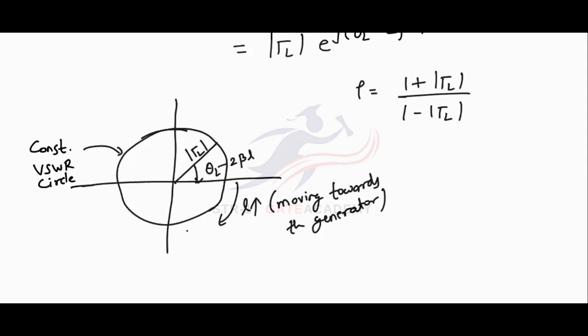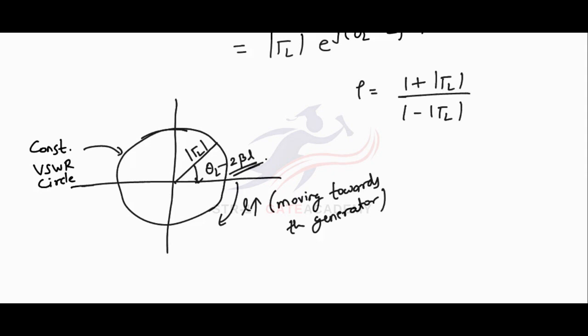So this is all about constant VSWR circles. I hope it is understood why these are called constant VSWR circles: on this circle the VSWR is going to be constant, because the magnitude of tau L, the reflection coefficient, is constant, and the magnitude is nothing but the radius of the circle. So the radius of the circle is constant, and hence the VSWR is constant. This 2 beta L term is responsible for the movement on the VSWR circle.